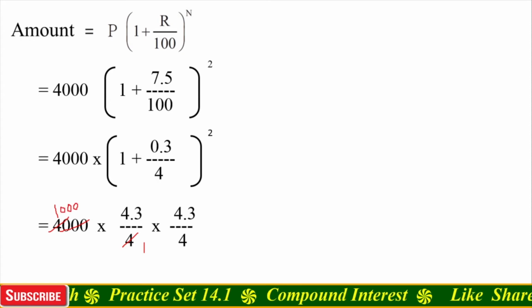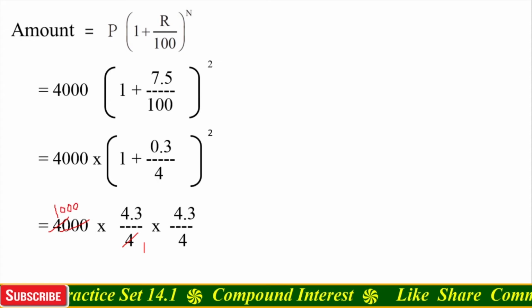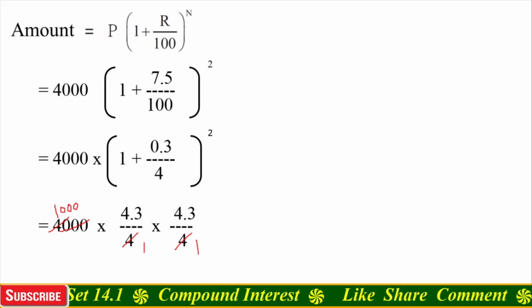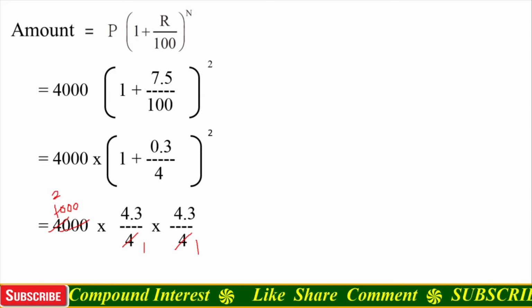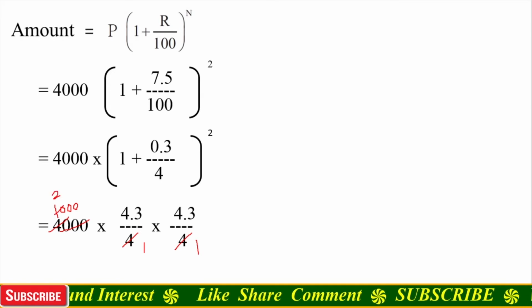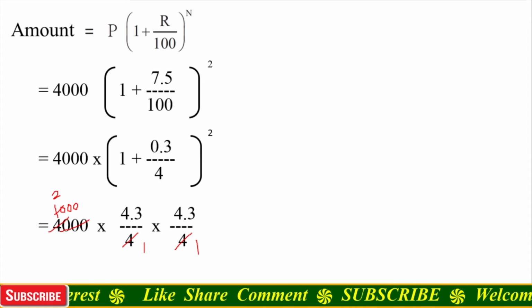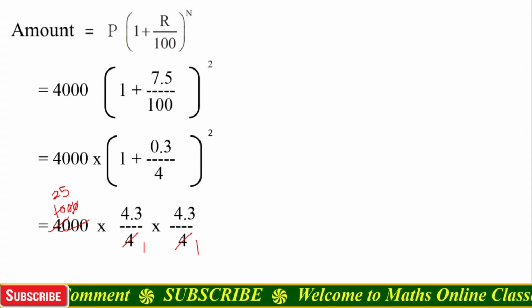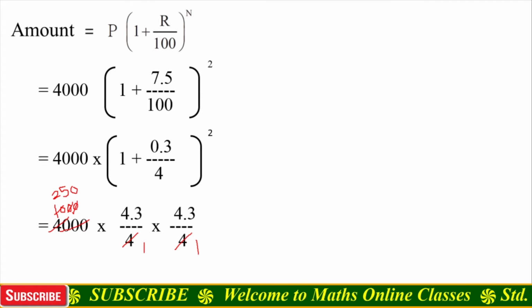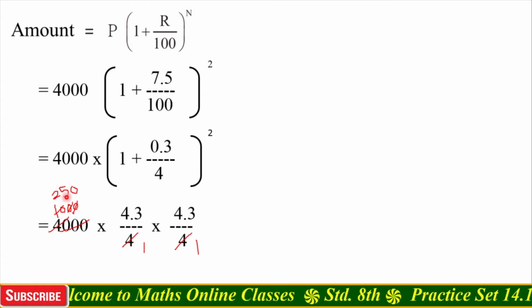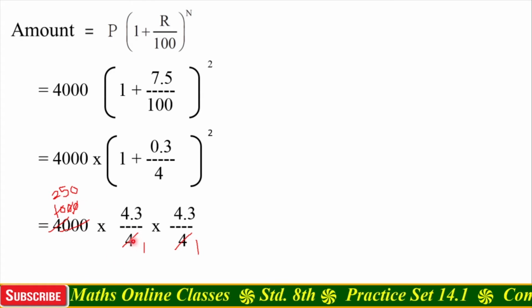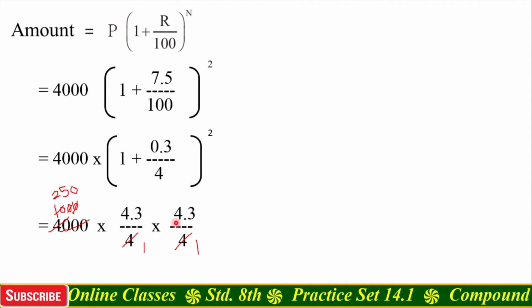4 ones are 4, 4 ones are 4, and we will give these remaining 3 zeros after 1. Let us divide again 1000 by this second 4. 4 ones are 4, 4 twos are 8, 10 minus 8 is 2, here it becomes 20, 4 fives are 20, lastly this 1 0 we have to give it here, it becomes 250. Now we have only the numerators, 250 into 4.3 into 4.3.